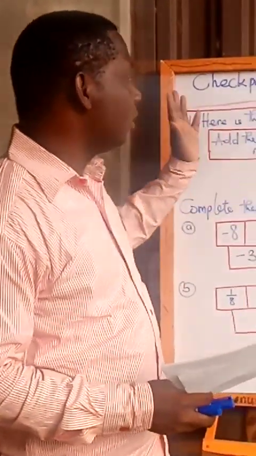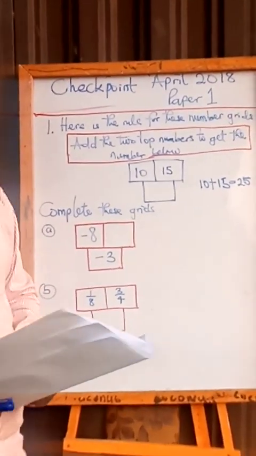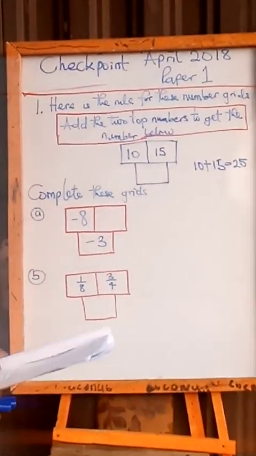Today we are starting with the Checkpoint April 2018 Paper 1. Now, let's start. Here it is.